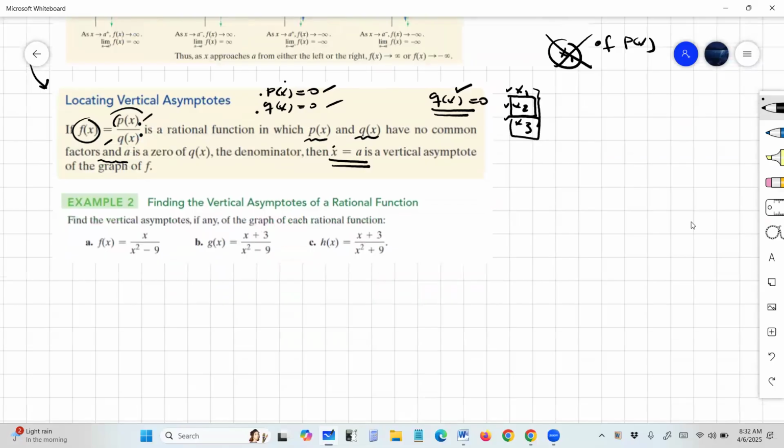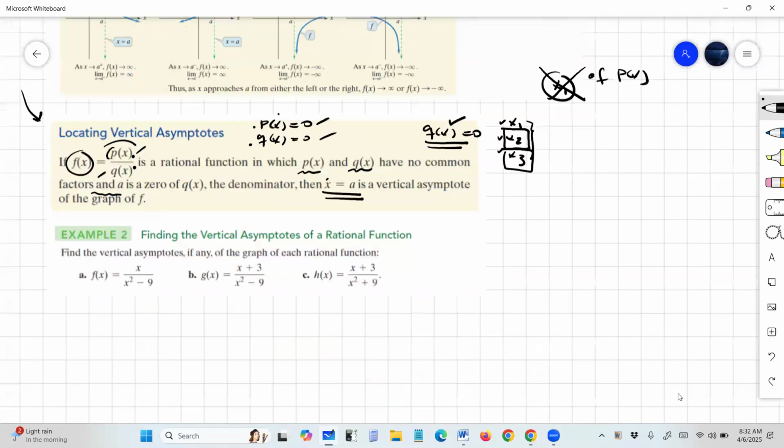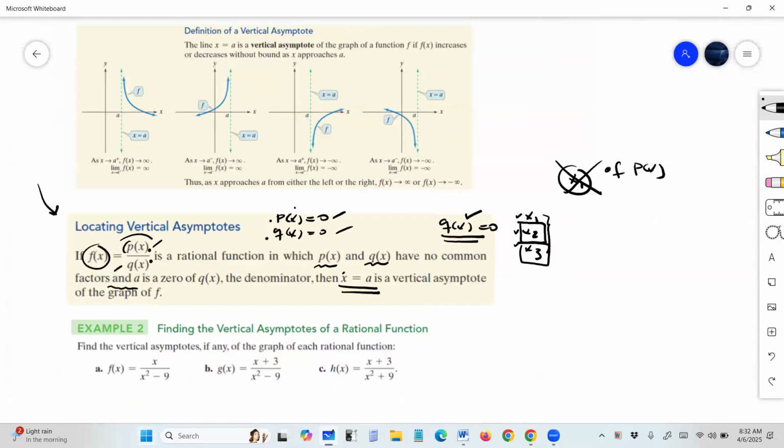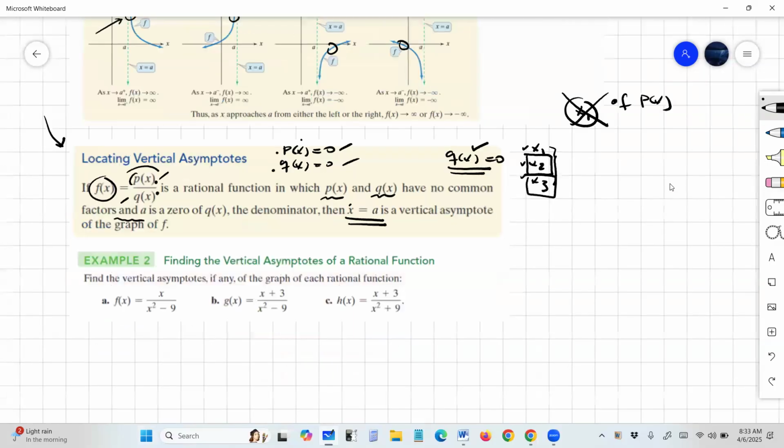Let's see an example. Now, we're not going to be worried about which one of the four behaviors we have. All that we're concerned with right now is finding a vertical asymptote. In a future video, I think the third part of the video dealing with this section, we're going to graph these rational functions, and then we're going to be concerned with which of the four possible cases we have. For now, we're just concerned about locating the vertical asymptote. All right, so let's take a look at the last examples.